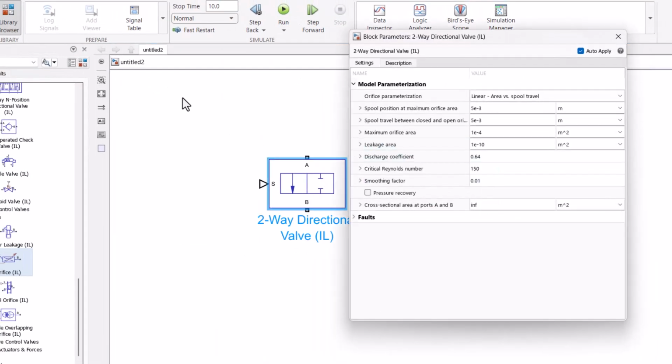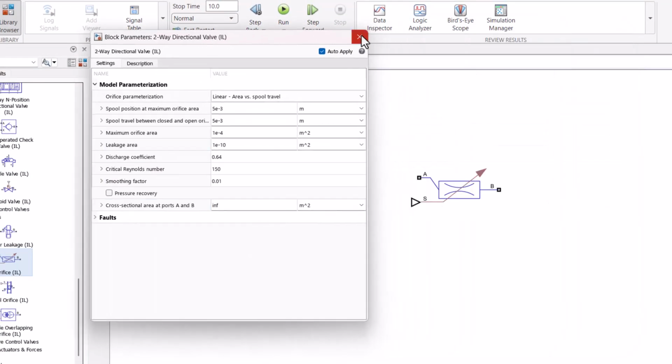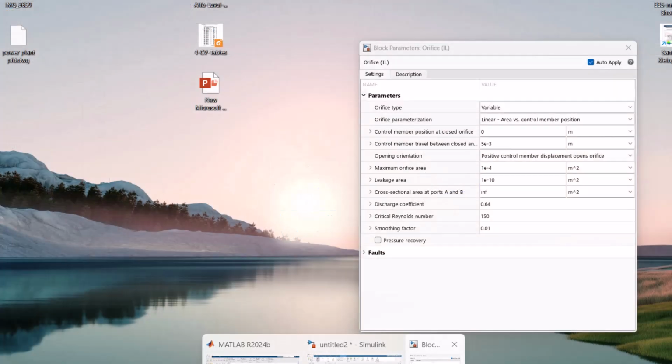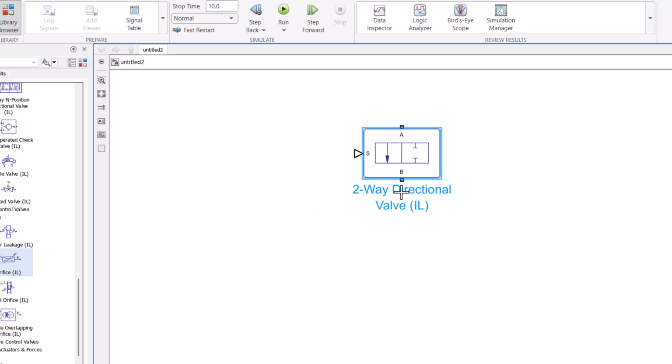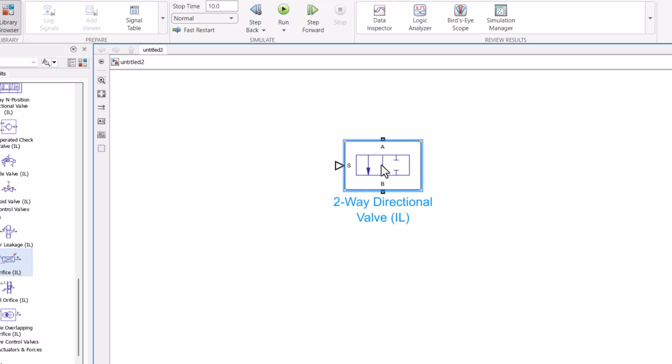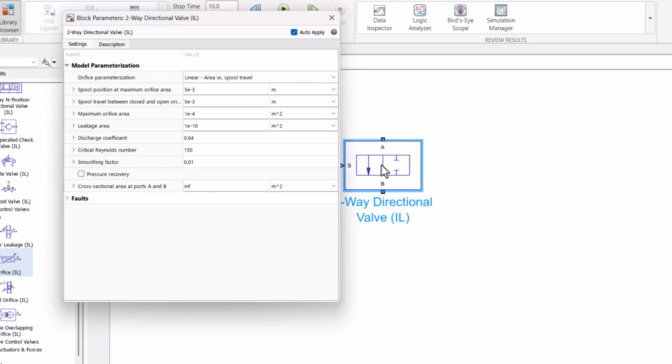You see the settings are basically the same, and the calculations, they're all the same. So just choose one of them and stay with it. I choose the two-way directional valve, and I double click on it.